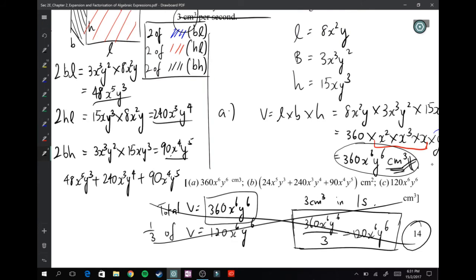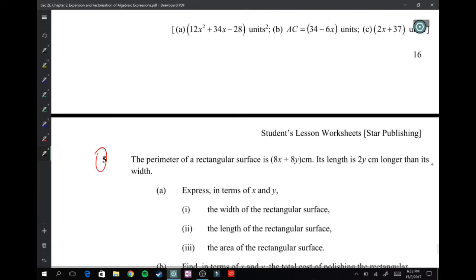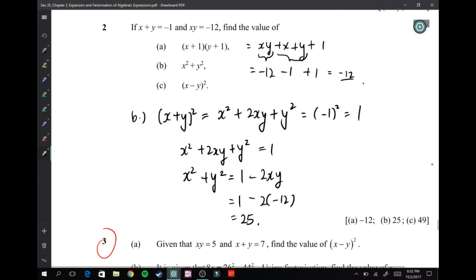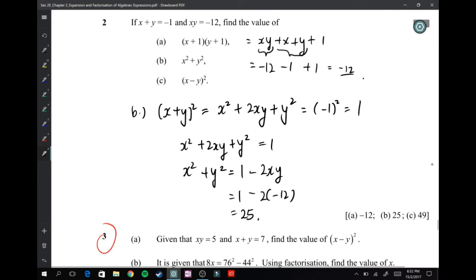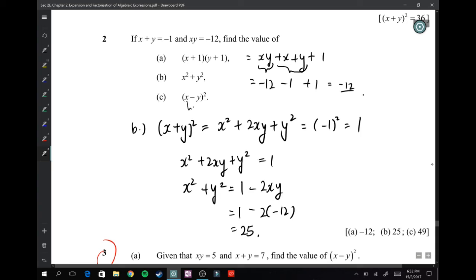Now let's move on to consolidated exercise 2. The questions here are fewer because I went through quite a few of them in class. So for question 2, if you don't really know how to do it, do only A and B. I want you to try C on your own. The hint is to expand first. If you expand it correctly, you should be able to get the answer quite immediately.